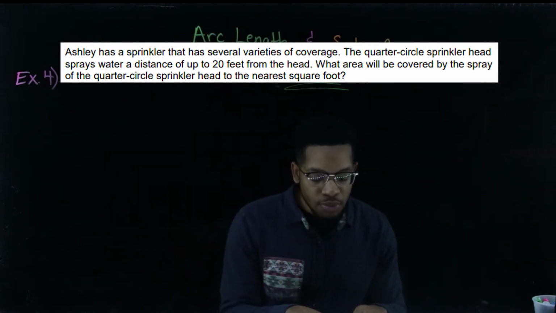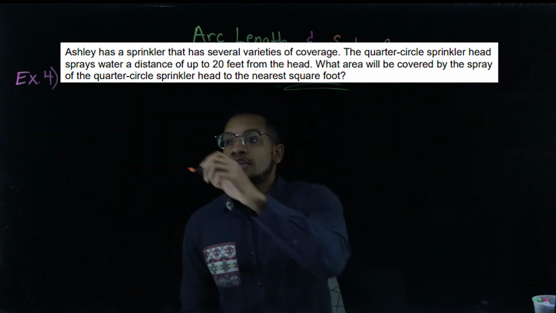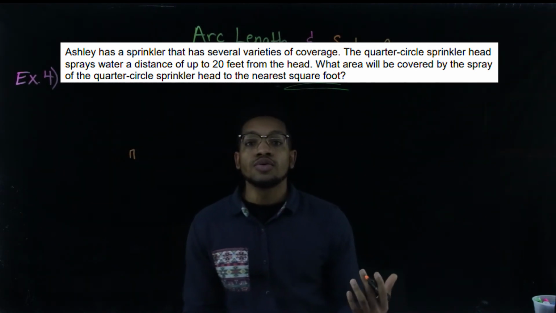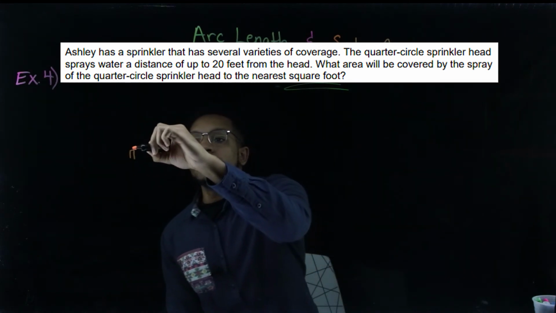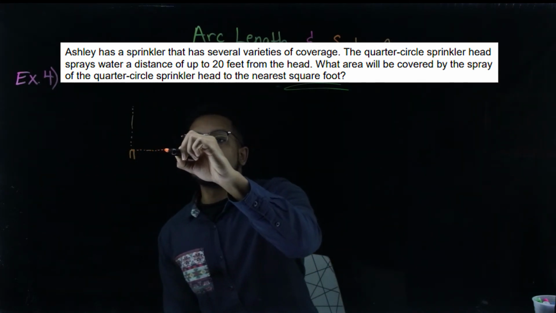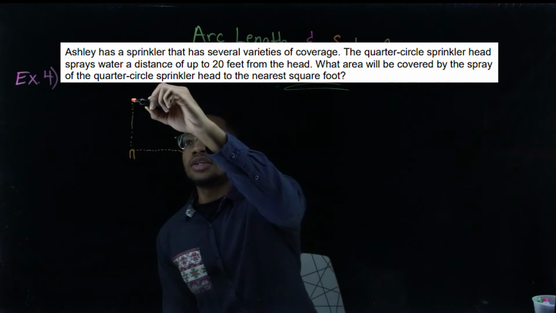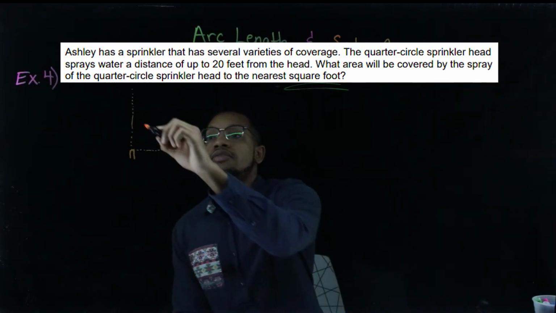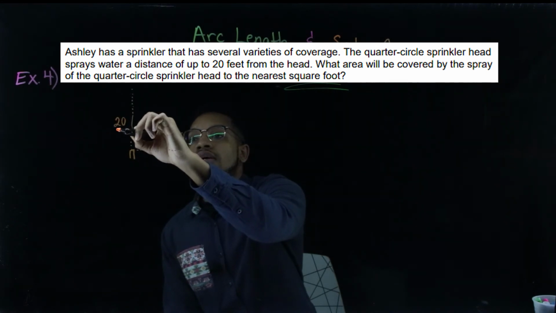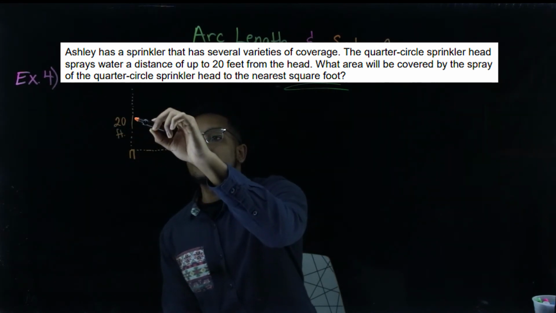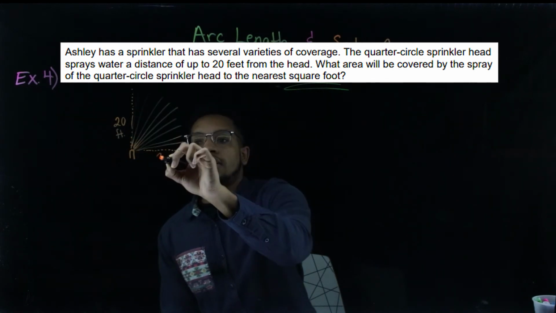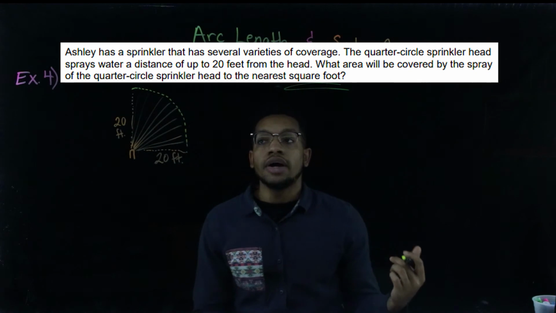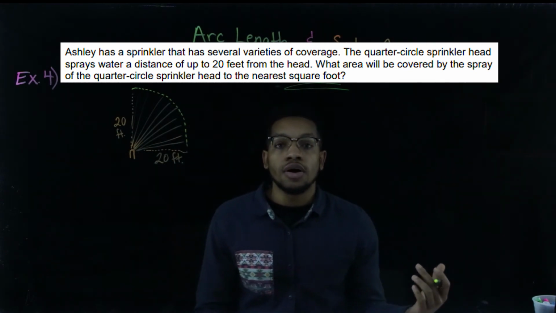All right, so let's draw a picture, obviously. So she's got a sprinkler system, which I don't know what it looks like. It's a quarter circle sprinkler head. So that means when it sprays water, it covers a quarter of a circle, and it sprays water up to 20 feet. So it goes 20 feet in all directions, and then that goes out 20 feet as well. So they want to know what area will be covered by the water, basically.